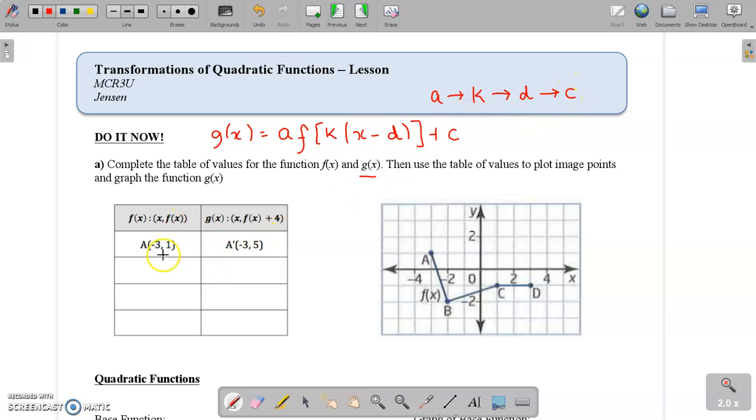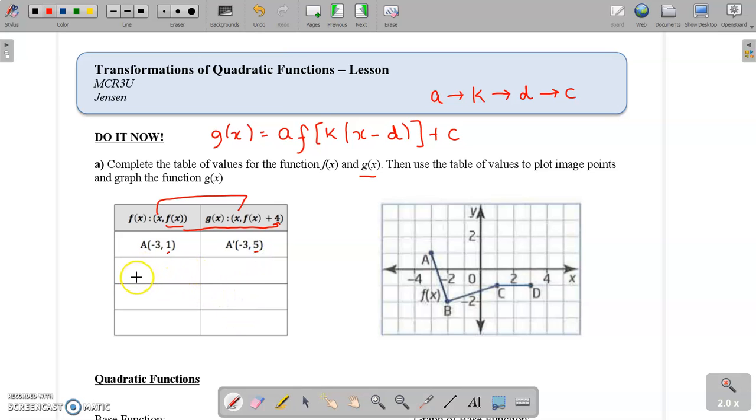So here on the left side of the graph, we're going to draw the original coordinates. So we see the A is at -3, 1. That's why we have -3, 1 here. And if we transform that point, you can see that the x is staying as the original coordinate, and the y, or the f of x, is simply being shifted up 4 units. So that's why we add 4 to the 1.